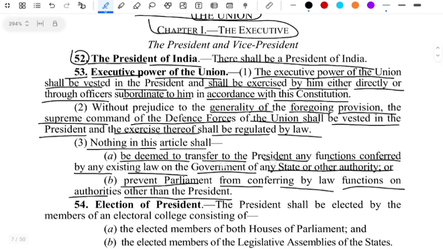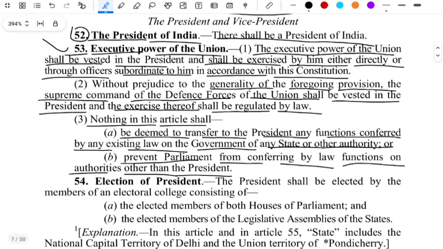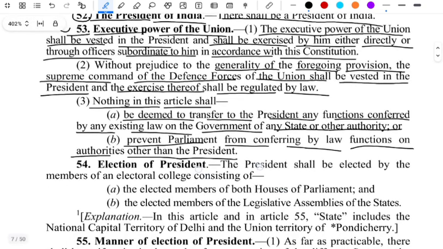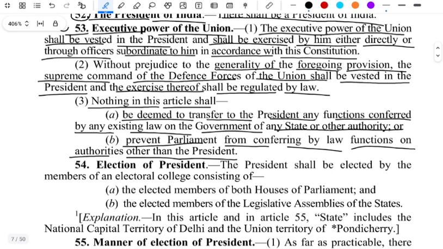Okay, so you have to remember that regarding the executive powers of the Union, the President is the head and shall be exercising the executive powers. All the treaties and all the MOUs are signed in the name of the President of India.